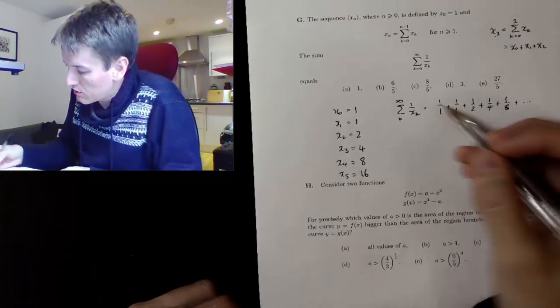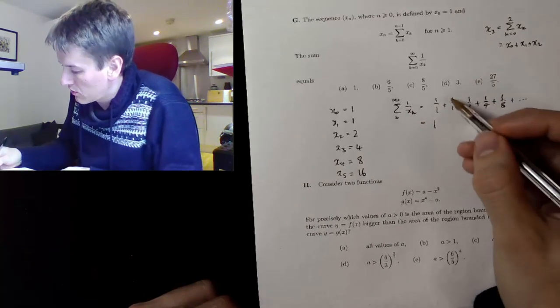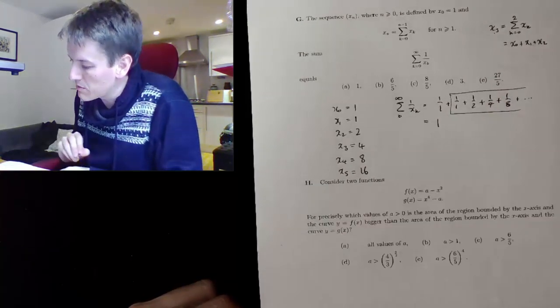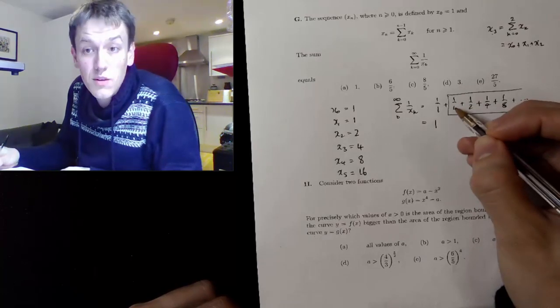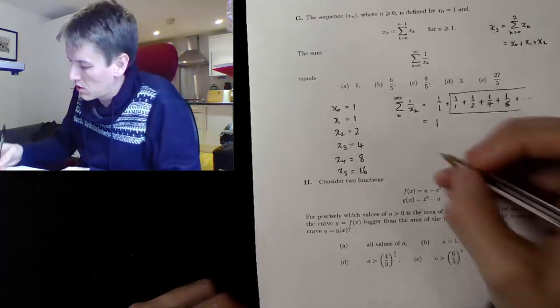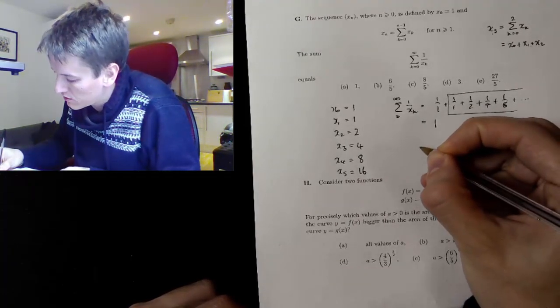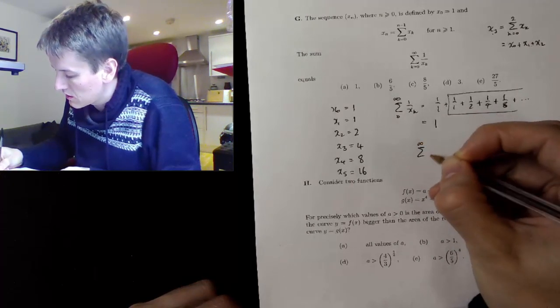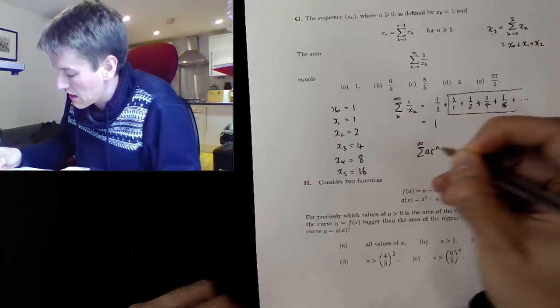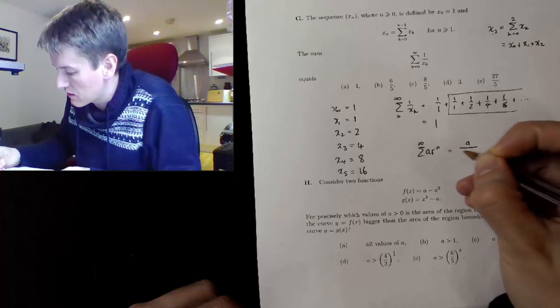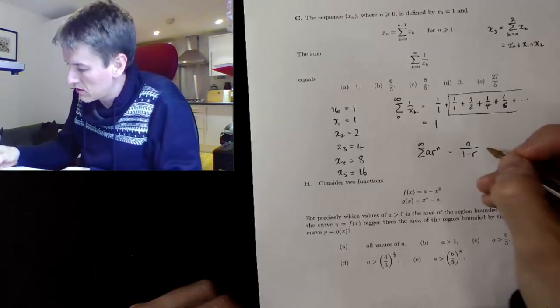So we see we've got term 1 here, followed by the rest of this, which is a geometric progression, with first term 1 and common ratio 1/2. So the formula for the sum to infinity of a geometric progression, a r to the n, that's just a divided by 1 minus r.